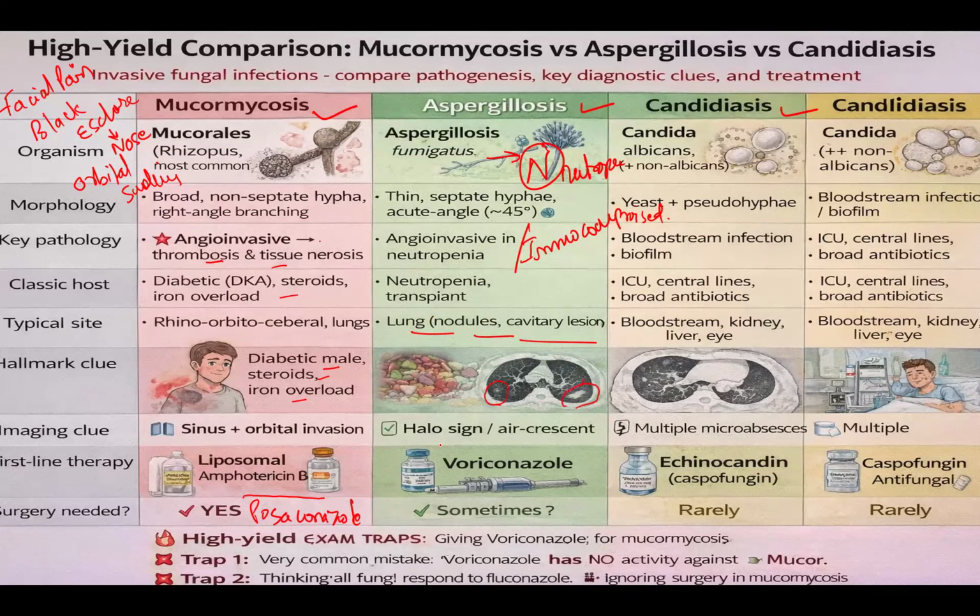This is the aspergillosis lesion. Generally you see it as a halo sign or an air crescent sign. The drug of choice for aspergillosis is voriconazole. Now coming to candida. Candida can be of various forms.